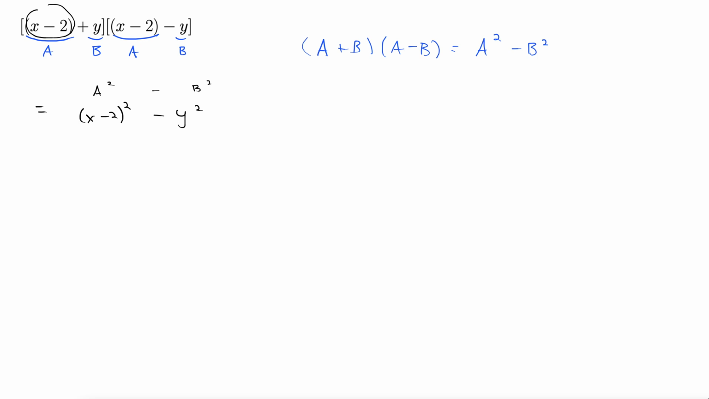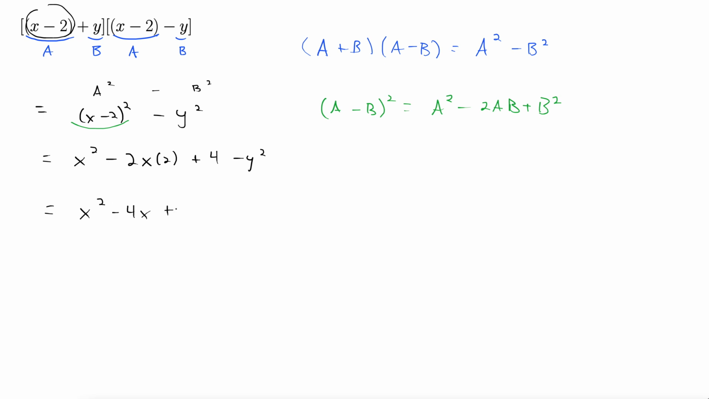Let's expand this out. We need to expand (x - 2) squared. There I'm going to use the 2ab rule. (a - b) squared is a squared minus 2ab plus b squared. Applying that rule gives us x squared minus 2 times x times 2 plus 2 squared, which is 4, minus y squared. Simplify that a little bit: x squared minus 4x plus 4 minus y squared. Give it a quick looking over, make sure there are no like terms. There are none, so this is our final answer.